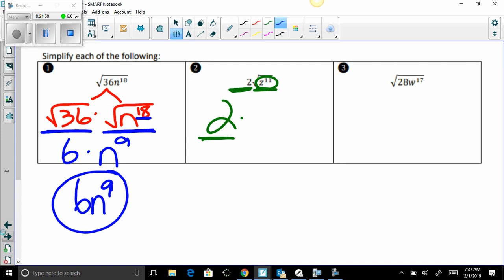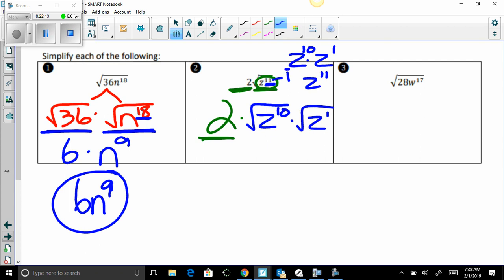And in my head, I automatically realize this exponent is odd. Is it a perfect square exponent if it's odd? No, it's not. So take 1 away and break it down into z^10, because that's a perfect square variable, and z^1. Remember, 10 and 1 gives me my 11, and this one is a perfect square. So now see if I can go further. Leave the 2 out front.